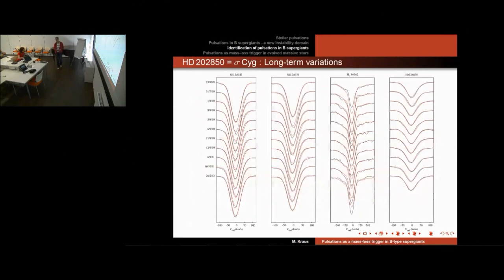Let's start with the GEOF data. As I said, we take observations over a long time period, and if the conditions are good enough, we take time series within each night. So these are the long-term variations. First we computed a mean profile for the different lines of silicon, H-alpha and helium I, and this is the black line. Then we compare the offsets of individual dates, how the line profile varies. For the silicon lines, you see there is, for instance, a shift in the profile here also. And the strongest variability is in H-alpha.